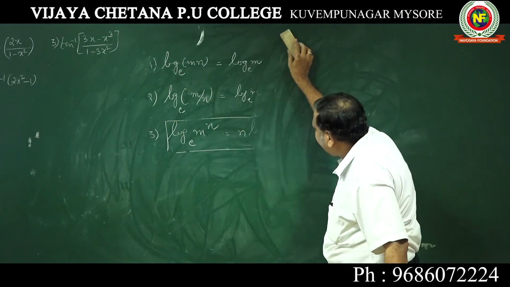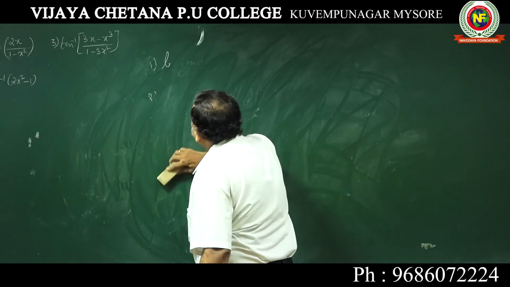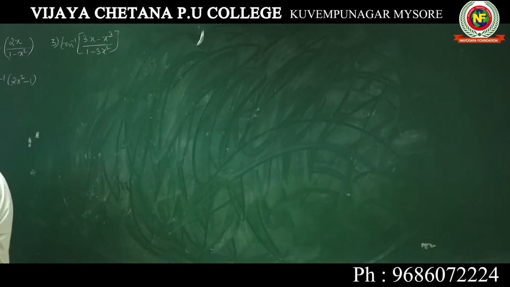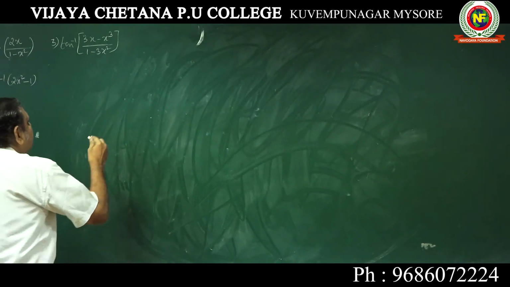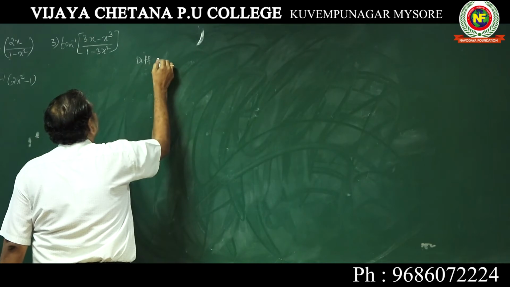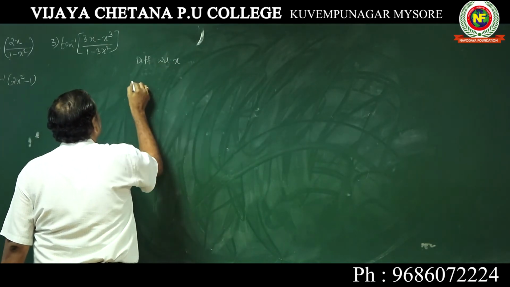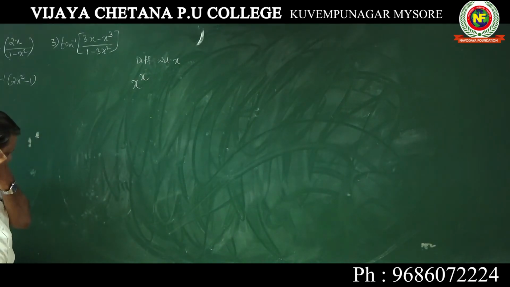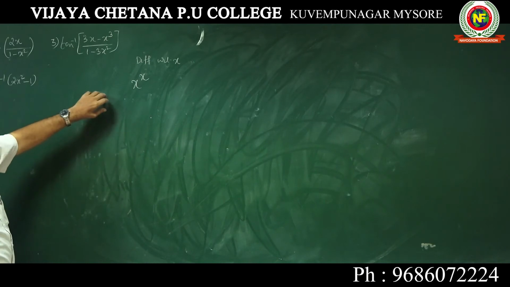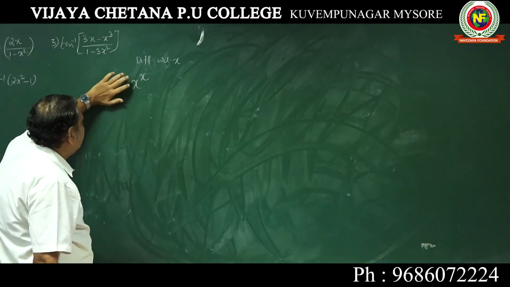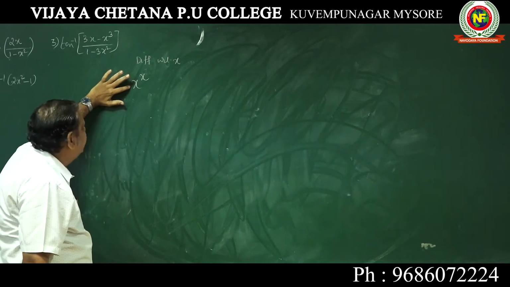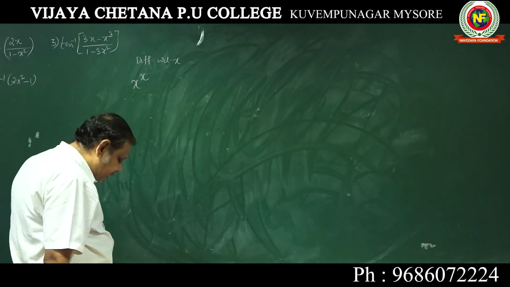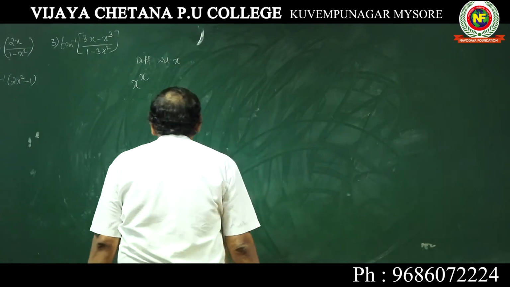Now we shall start differentiating. Take the first problem. Differentiate with respect to x: x to the power of x. I told you, the moment you see this, you should identify it is a logarithmic differentiation, because base is also x, power is also x. That is, base is a function of x and index is also a function of x.